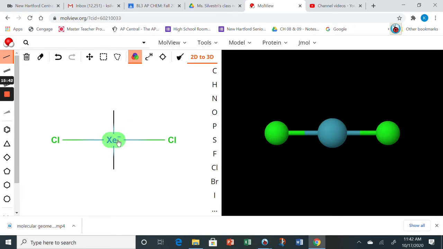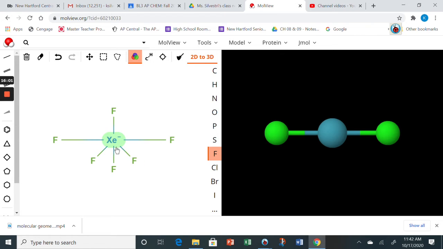So 1, 2, 3, 4, because I have to add in 4 more. I'm going to put all chlorine on it. Usually with xenon they put fluorine. I should really change this because it's really not good. It's not going to be chlorine with xenon. It's going to be fluorine. I don't want you to think that that'll exist because it won't.